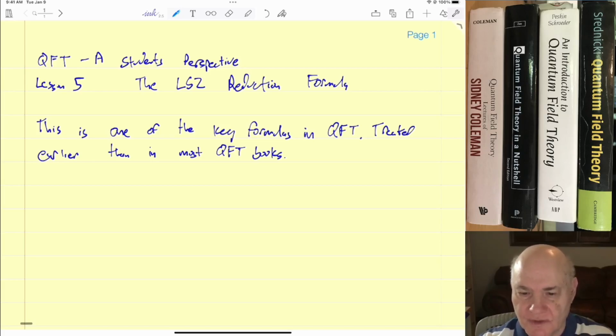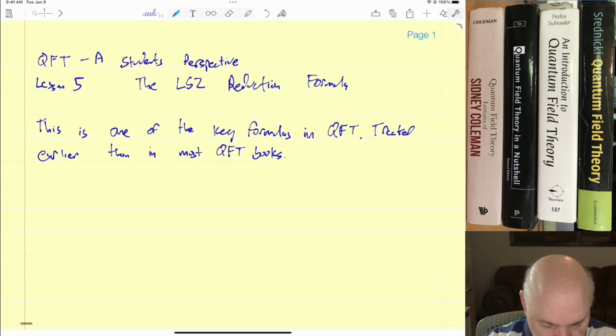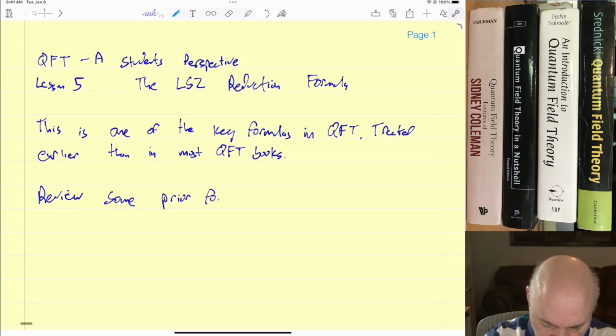So what I want to do is to go through his derivation, and mostly I'm going to follow him very closely to what he does in the textbook. And I'll just write down a lot of equations and don't worry about whether the derivation is kosher or not. So let me start by reviewing some prior formulas that are used in the textbook.